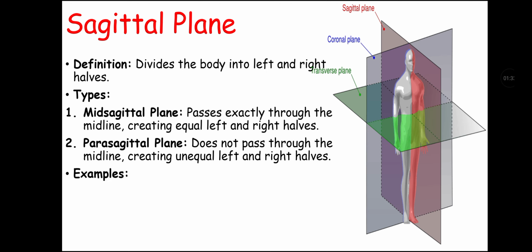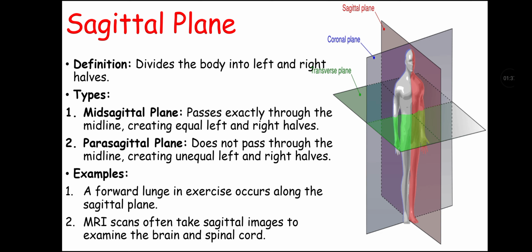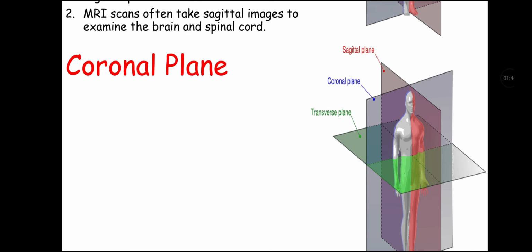Now let's talk about examples of the sagittal plane. A forward lunge exercise occurs along the sagittal plane. And other than that, MRI scans often take sagittal images to examine the brain and spinal cord.